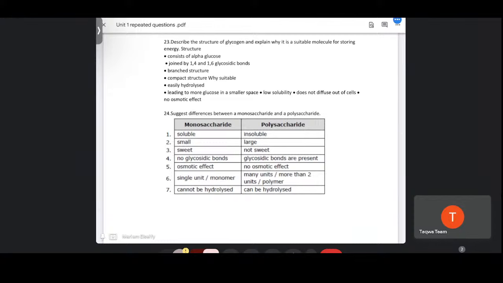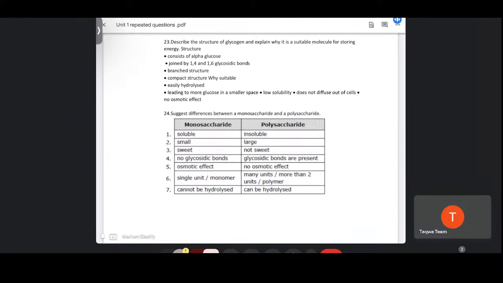has no osmotic effect. Suggest the differences between a monosaccharide and a polysaccharide. A monosaccharide is soluble, small, sweet, has no glycosidic bonds, has an osmotic effect, is a single unit, and cannot be hydrolyzed, while the polysaccharide is totally the opposite. It's insoluble, it's large, it's not sweet, it has glycosidic bonds, no osmotic effect, many units, and can be hydrolyzed.